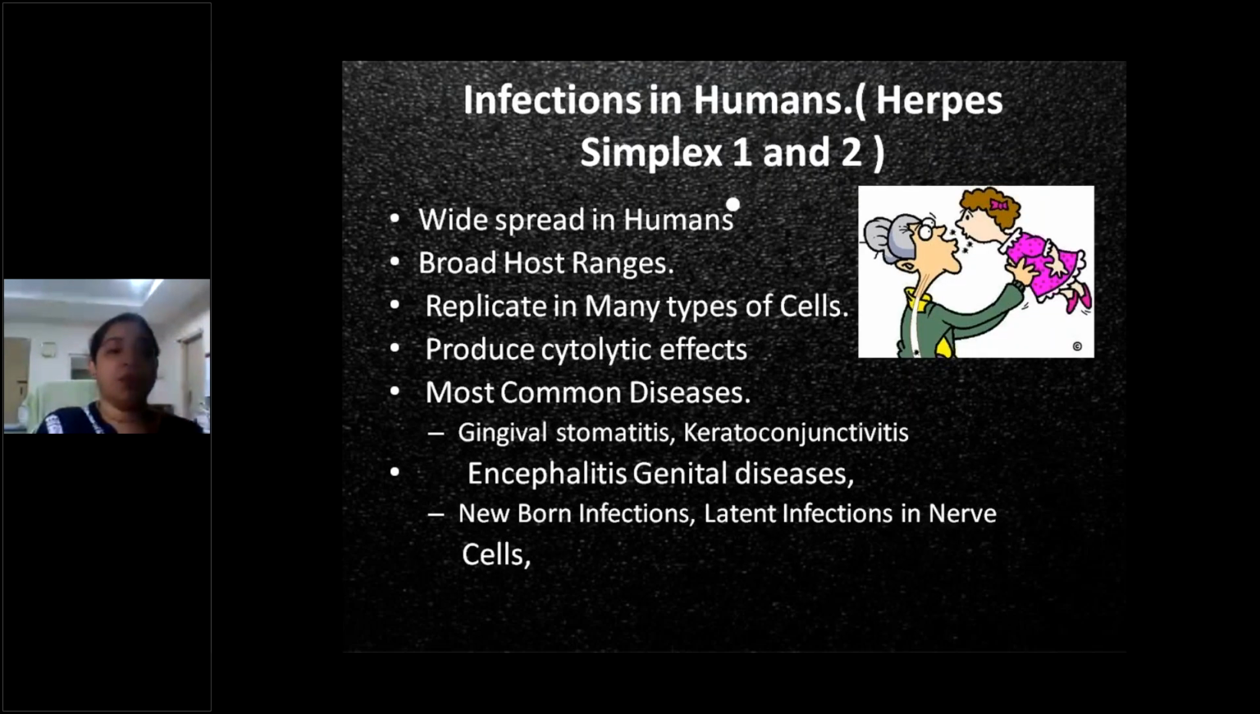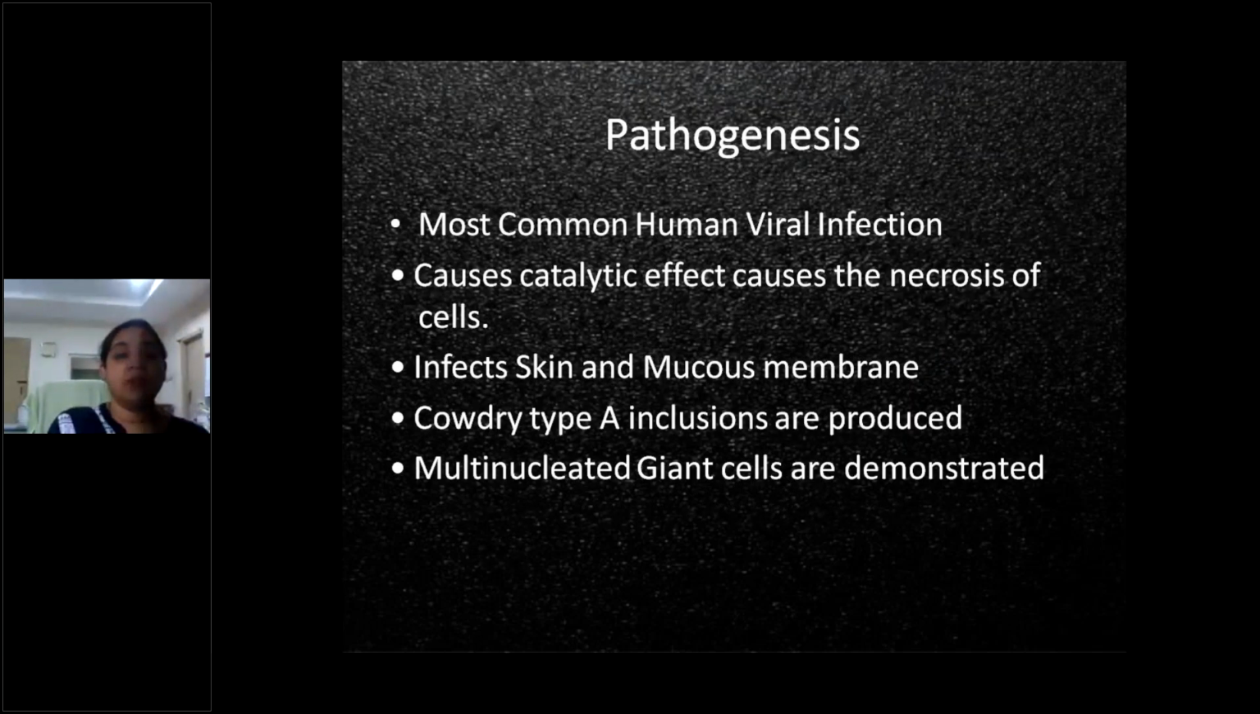Infections in humans. Widespread in humans, with broad host ranges, they replicate in many types of cells and produce cytopathic effect. Most common diseases are gingivostomatitis, keratoconjunctivitis, encephalitis, and genital diseases. Newborn infections, latent infections. They cause cytopathic effects and infect skin and mucous membrane. The type of inclusion bodies that can be seen is Cowdry type A inclusion bodies. The cytopathic effect is multinucleated giant cells.